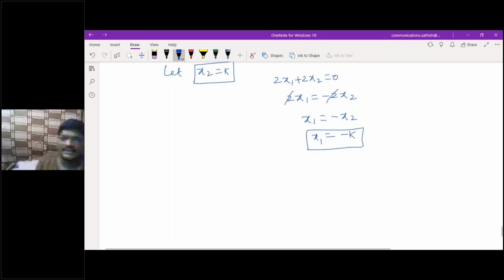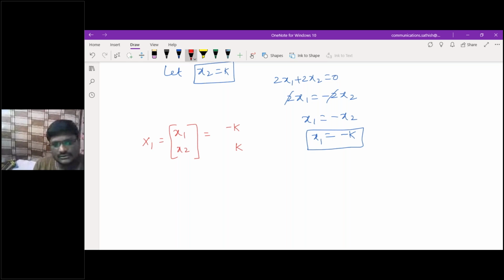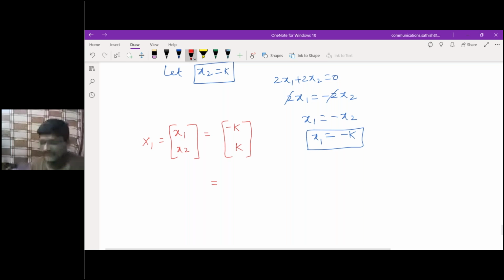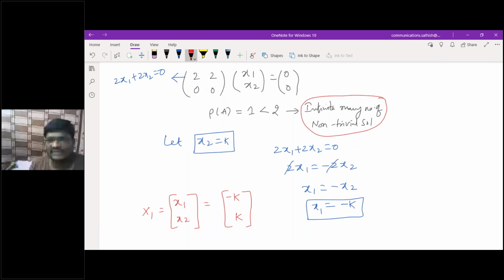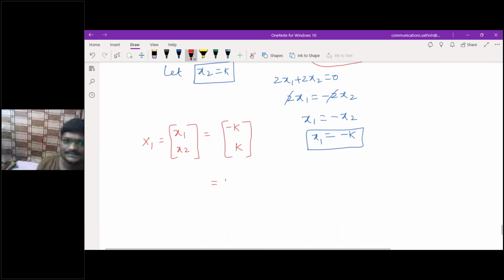Now take the eigenvector corresponding to this one. X1 will be x1 and x2. What is your x1? Minus k. And x2? k. See here, this is the k value. If I vary k from minus infinity to plus infinity, I get infinite number of values, which is why we get infinitely many solutions. If I take k as common, I have minus 1 and 1.